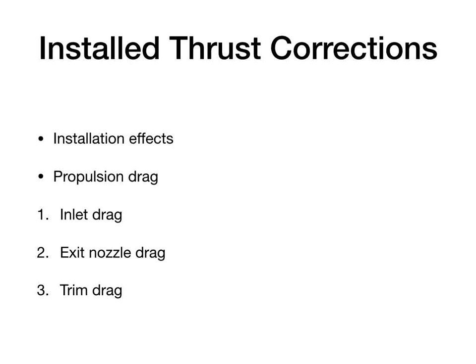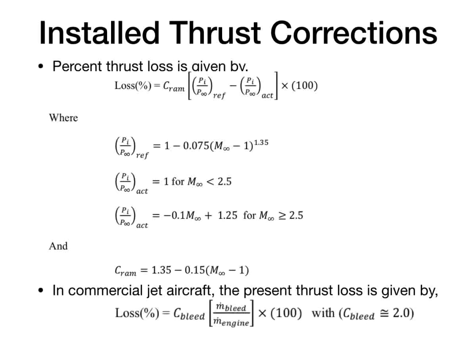The effect of the engine installation on the uninstalled thrust can be reasonably estimated for the most significant effects of inlet pressure recovery and bleed air extraction. The uninstalled thrust is based on having a perfect inlet pressure recovery. For subsonic Mach numbers, this is usually the case. Deviations can occur when the Mach number is greater than 1, which can then give a lower installed thrust.